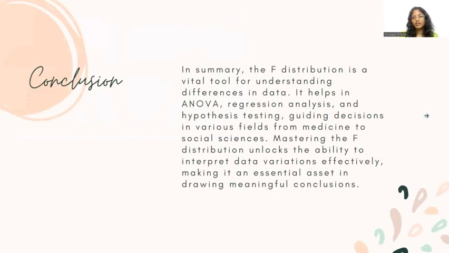Conclusion. In summary, the F distribution is a vital tool for understanding differences in data. It helps in ANOVA, regression analysis, and hypothesis testing, guiding decisions in various fields from medicine to social sciences. Mastering the F distribution unlocks the ability to interpret data variations effectively, making it an essential asset in drawing meaningful conclusions.